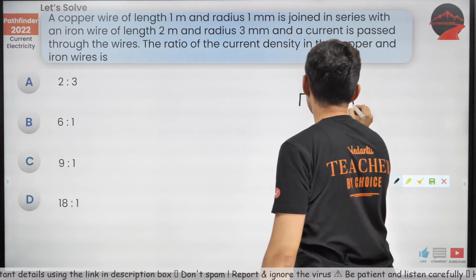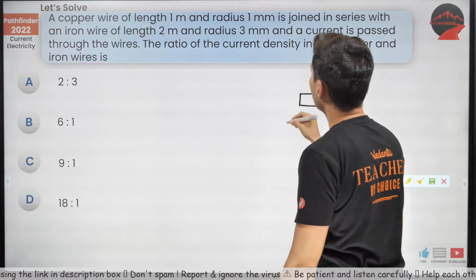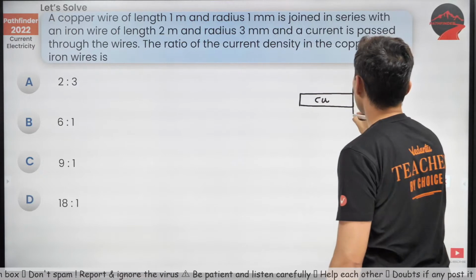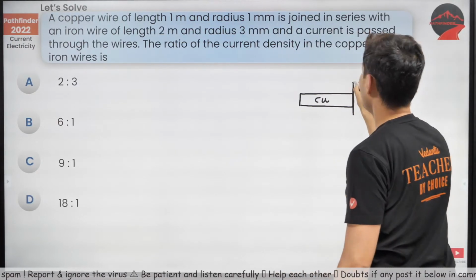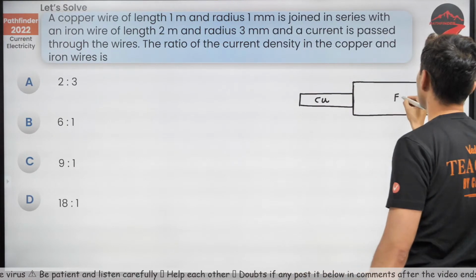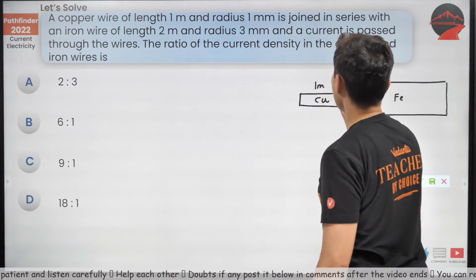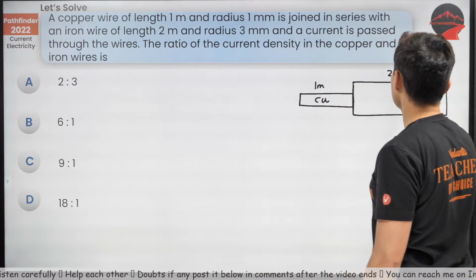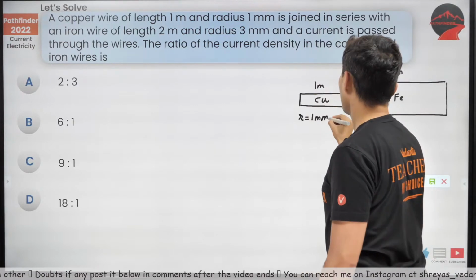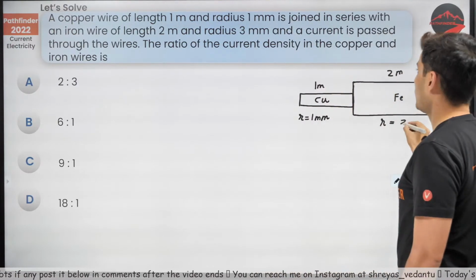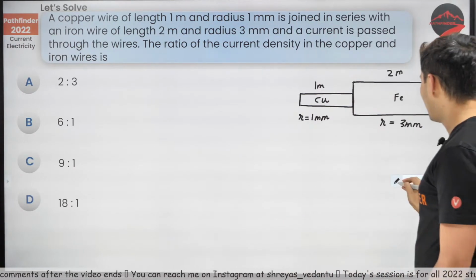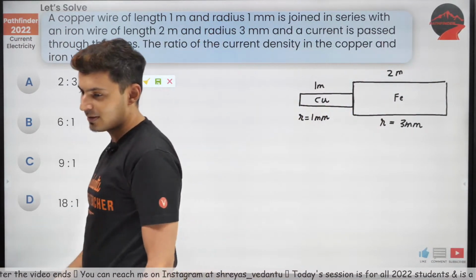So you have a copper wire over here of radius 1 millimeter and length 1 meter, and then you have an iron wire of 3 millimeters radius and length 2 meters. Okay, so this is iron. The length was 1 meter and this was 2 meters. Here the radius was 1 millimeter and here the radius is 3 millimeters. So that's the diagram. Probably it should help you a little bit. That's your hint. Come on, my warriors.